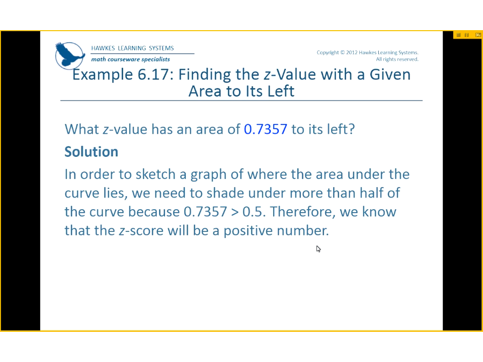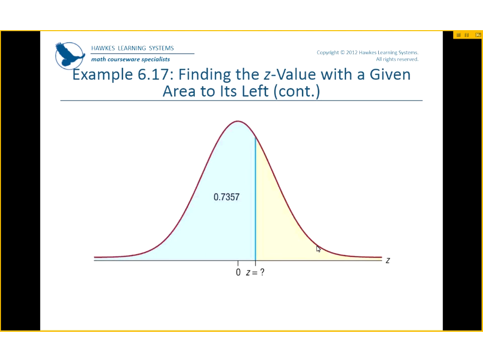What z-value has an area of 0.7357 to its left? Before, we never had to do that. We were only using the z-score to find the area. Now we have the area, and we need to look for the z-score. We know it's going to be positive because 0.7357 is greater than 0.5, so it lies to the right of the mean. If we draw it out, this is what it would look like. So we're looking for that z.